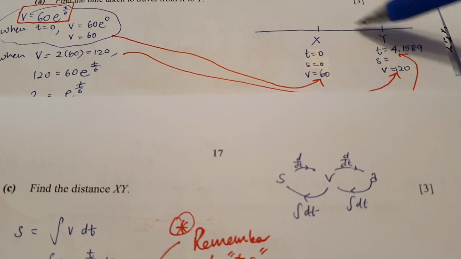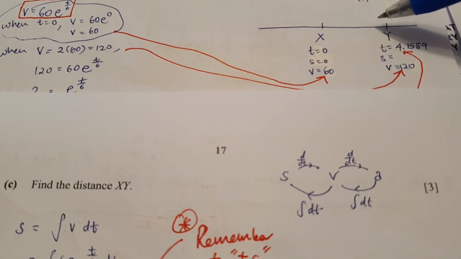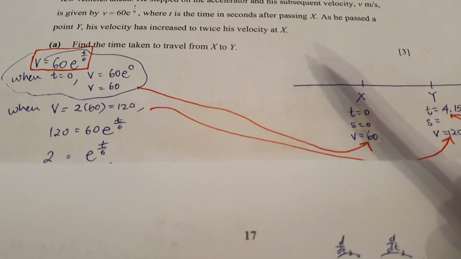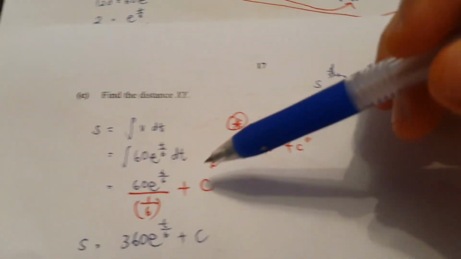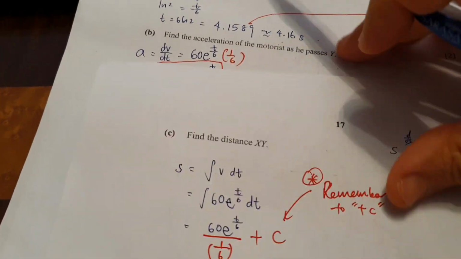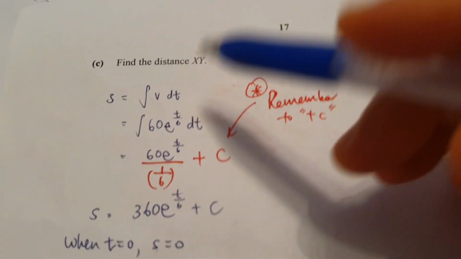Now you may ask me, will it U-turn in between 0 and t equals 4.1589? Would it stop somewhere to U-turn? The answer is no. Why no? Because if you look at this s, where's the s? Sorry, I haven't found s.